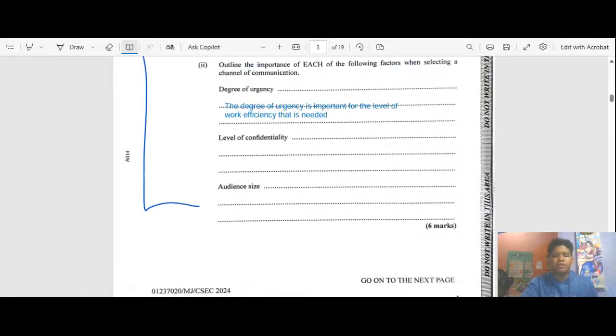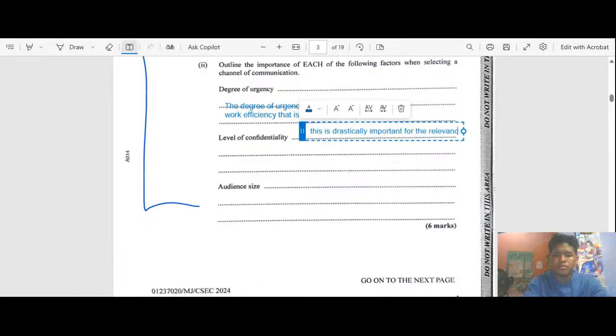Anyways, level of confidentiality. This is drastically important for the relevance of security protocols.